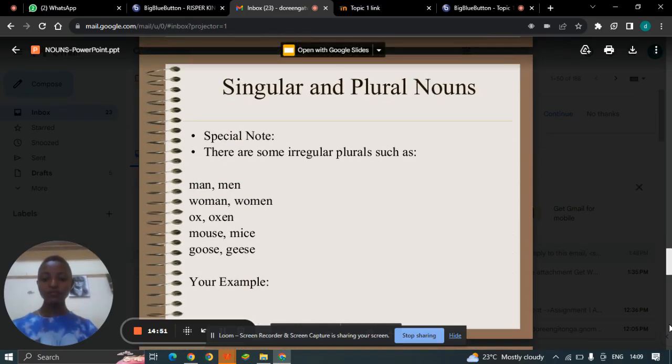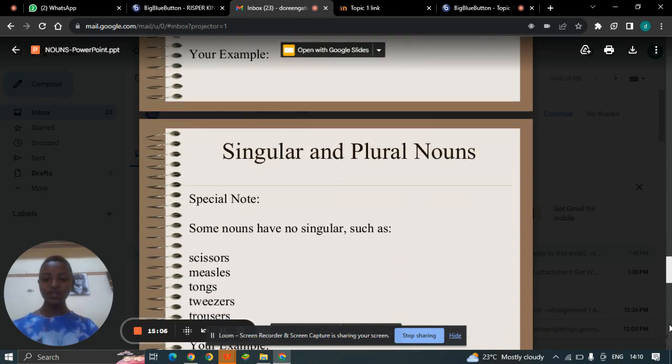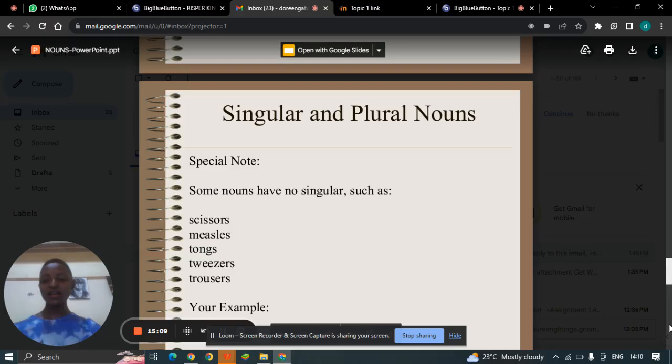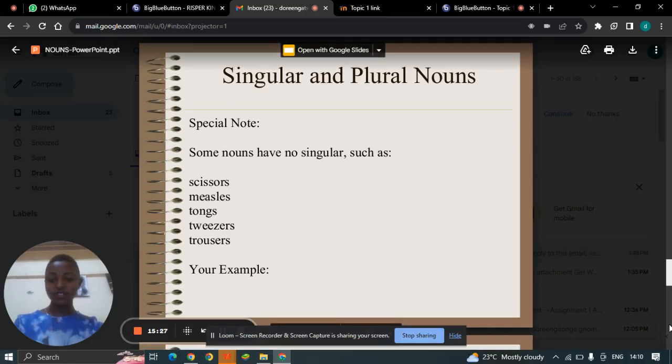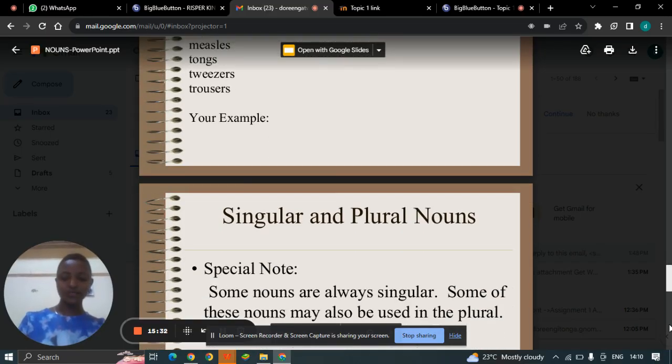You have a note here. There are some irregular plurals such as man, men, woman, women, ox, oxen, mouse, mice, goose, geese, and you can give your own examples. Some nouns have no singular, such as scissors. If it is one, we say a pair of scissors. So take note of the nouns that don't have a singular part. You have trousers too: we say a pair of trousers.